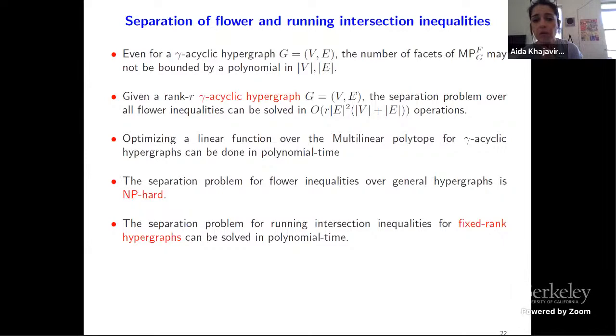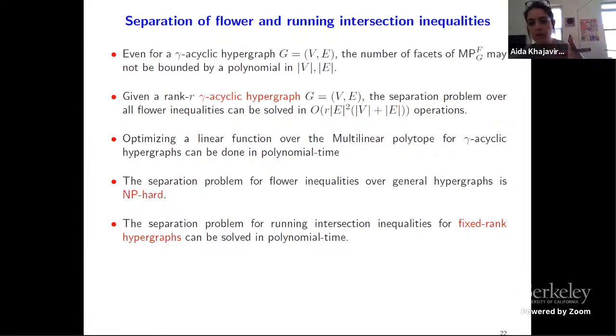Now, what happens is separating flower inequalities over general hypergraphs is NP-hard. So why is that important? Remember, when I motivated these things, I was saying these results give you polytime solvable cases, but what you would also like is to use those inequalities to improve the bounds for general classes of problems.